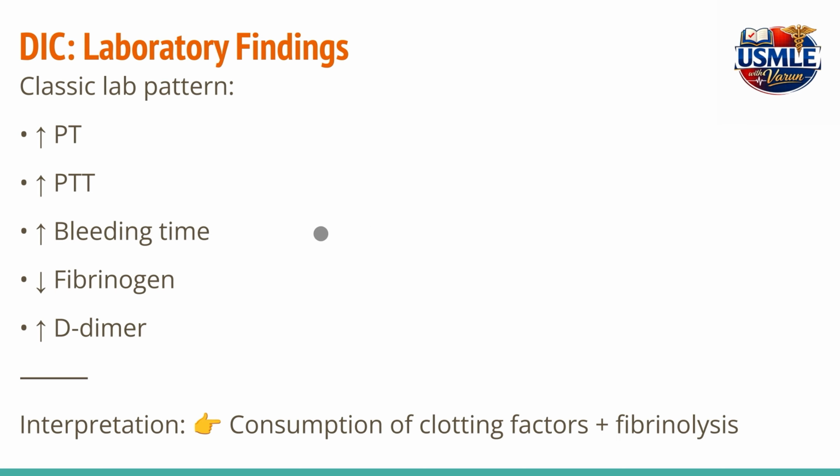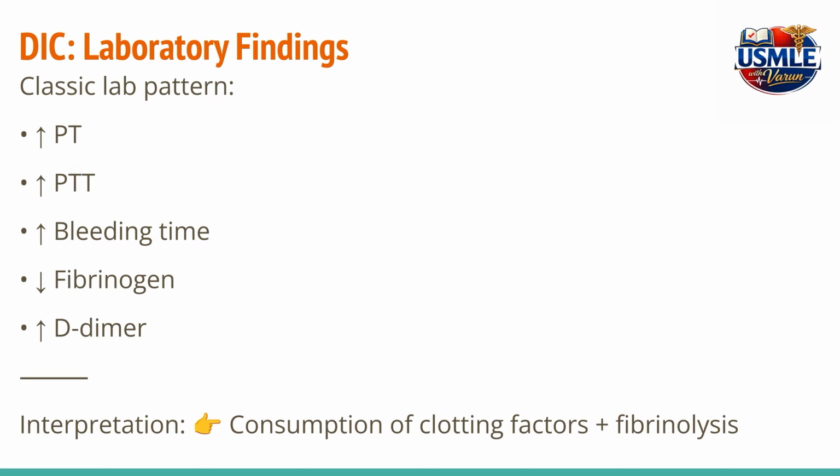The classic lab pattern in any case of DIC is prolonged PT and prolonged APTT, and then there's increased bleeding time, decreased fibrinogen, and increased D dimer. So this increased PT, increased APTT happens because of consumption of coagulation factors, where we have deficiency of coagulation factors like factor 7, factor 8, factor 2, factor 5, whatever it could be.